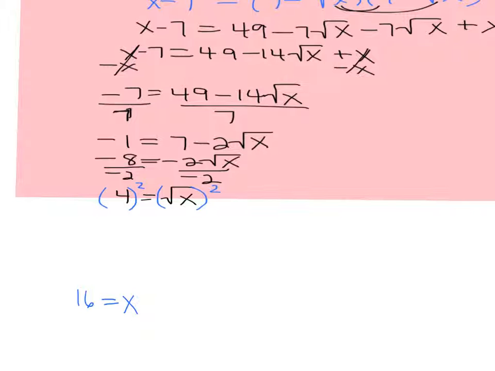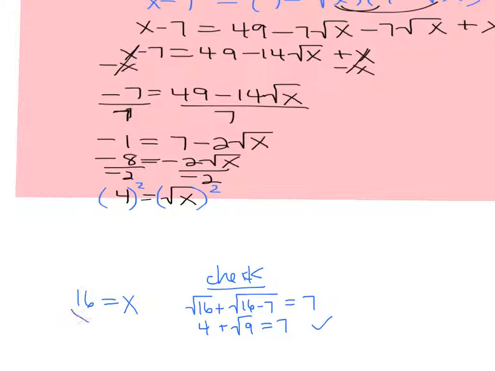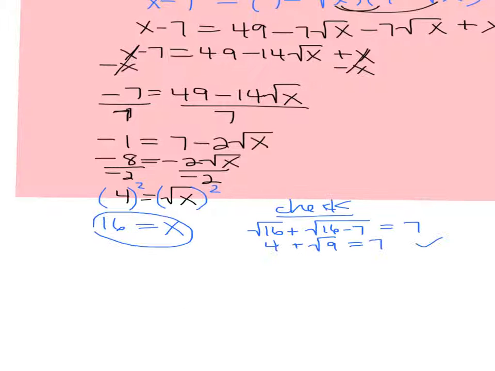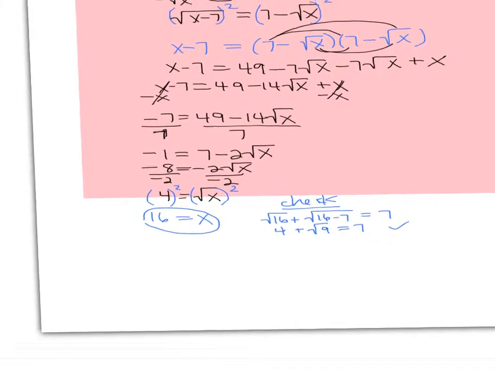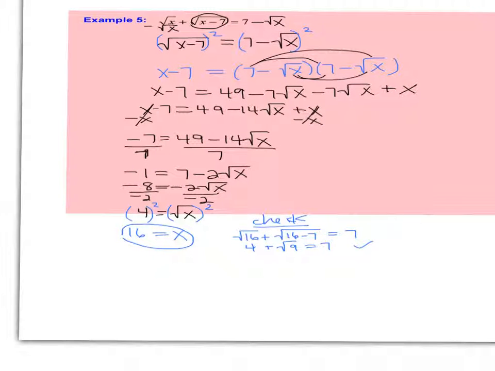Don't forget to do a quick check in the end here. I'll just do it right down here. Check. So we need to make sure that the square root of 16 plus the square root of 16 minus 7 equals 7. Yep, okay, so square root of 16, we get 4. Here we get this plus the square root of 9, which is going to be 3, and 4 plus 3 does equal 7. So the correct answer to this one is x equals 16. Try to get it all on the screen there. There we go.